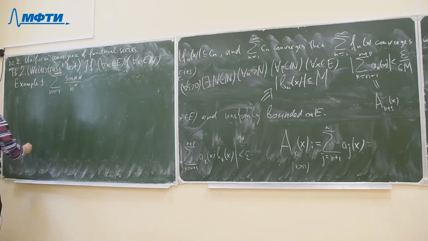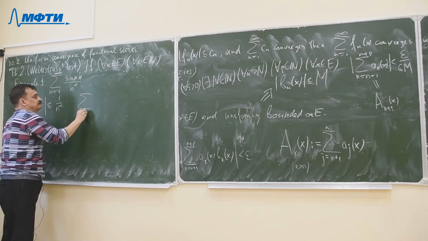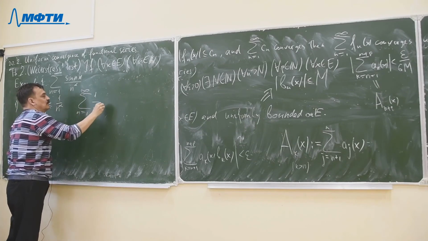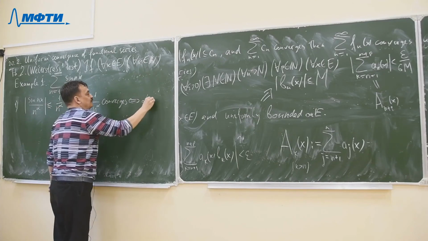So, first, study uniform convergence, where we have uniform convergence. Look, if we estimate like that, very rough estimate. So we know that sine is bounded by 1 in modulus, right? So we can estimate like that. And we know this series converges, in fact, if and only if alpha is greater than 1.